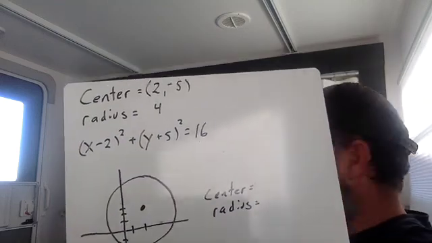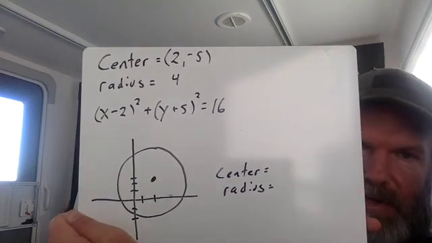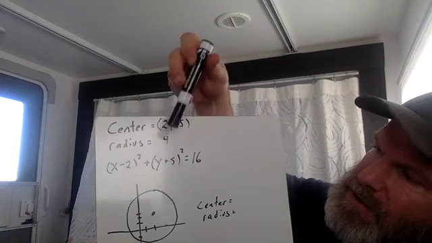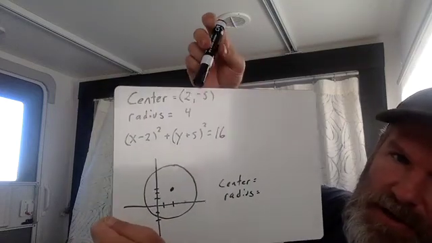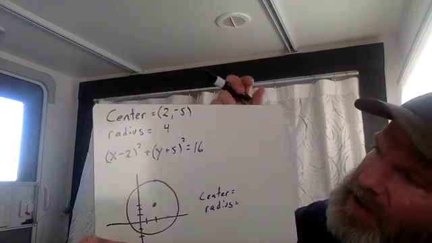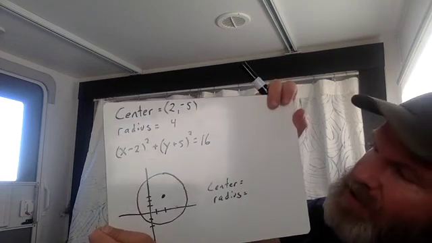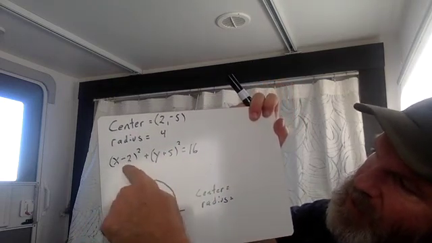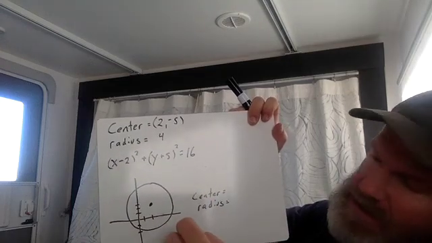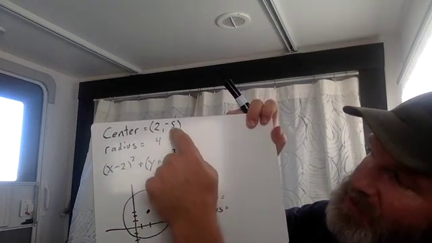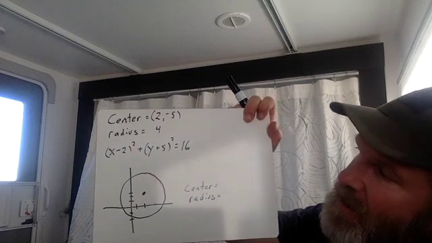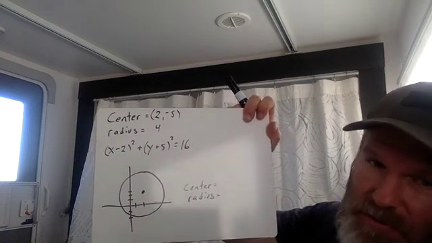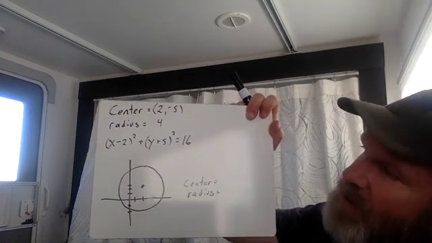Alright, equations of a circle, day 2. Right here is an example from day 1, from yesterday. If you're given a center and you're given a radius, that's all you need to write the equation of a circle. It's x in parentheses with the x coordinate of the center and y in parentheses with the y coordinate of the center, and then you square the radius, which is 16, 4 squared.